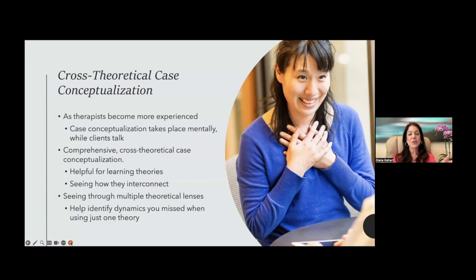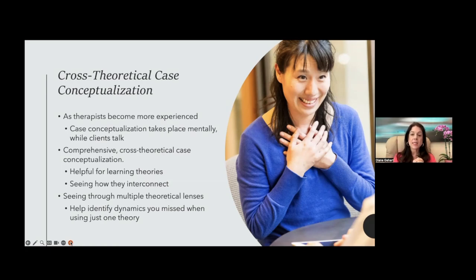But I challenge you to fill out 10 of these if you're in graduate school, over the years that you're in graduate school, and you will be really surprised and amaze yourself at how much faster you can get at doing all of this. But that's really the difference between someone who's highly experienced and someone who's new, is that conceptualization can happen really fast with more experience. And this cross-theoretical form that I have for you is really great in your early years, especially all the way through licensure, and learning how to use theories, and to see how they all interconnect.